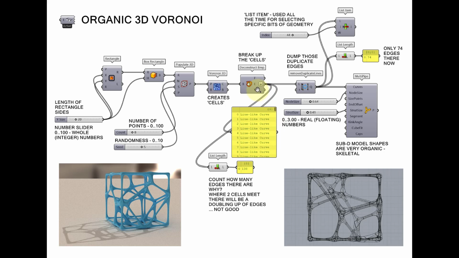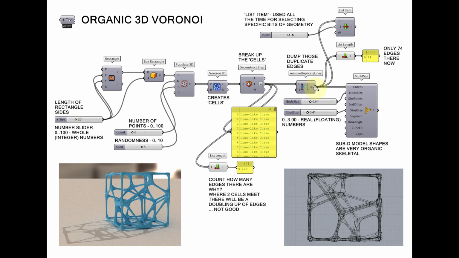Then what we want to do is extract just the edges of these cells so that we can turn them into these limb-like appearances. So that's what this allows us to do. This breaks up the cells, and we're extracting the edges. The letter E stands for edge. There's a lot of edges because the cells touch each other, so they meet at an edge. With this setup, there's 138 edges, but actually there's only 74 unique ones.